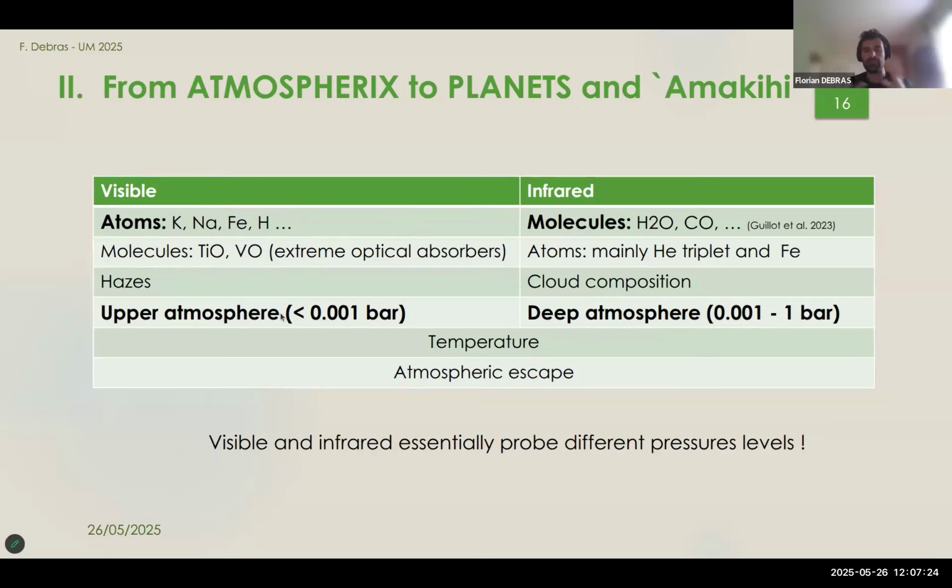So if you want a full 3D view of your atmosphere, you need to have the information from the visible and from the infrared, and when you can combine them both at the same time, this is where you have a precise information and a precise snapshot of what your planet looks like.